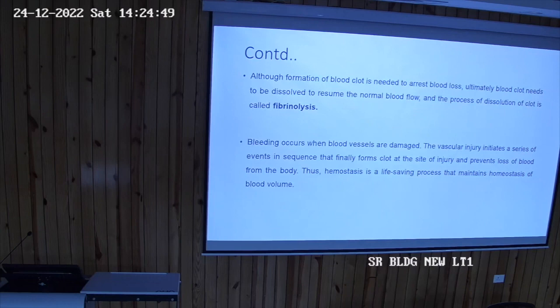फिर what do you mean by homeostasis? Homeostasis is maintenance of the internal environment of the body. So that includes pH regulation, ionic regulation, temperature regulation, okay, fluid volume. So arrest of bleeding is a must if a person is under trauma, surgery, okay. Continuous bleeding is a dangerous, fatal condition. It has to be stopped.